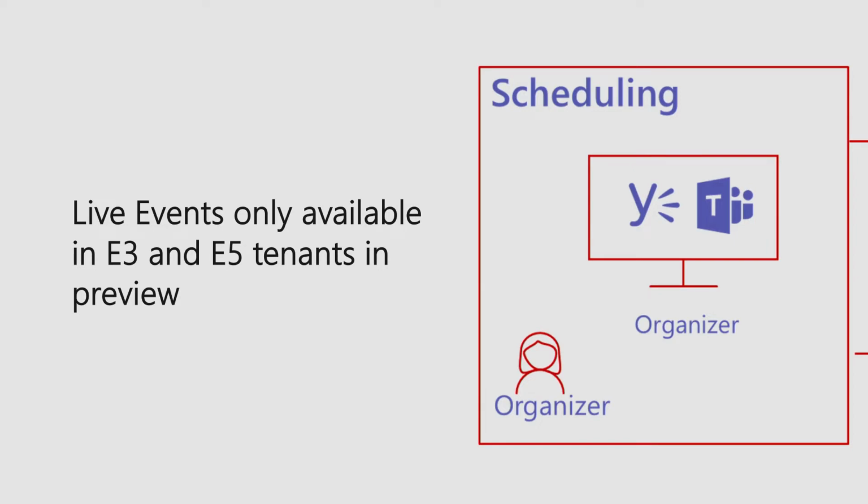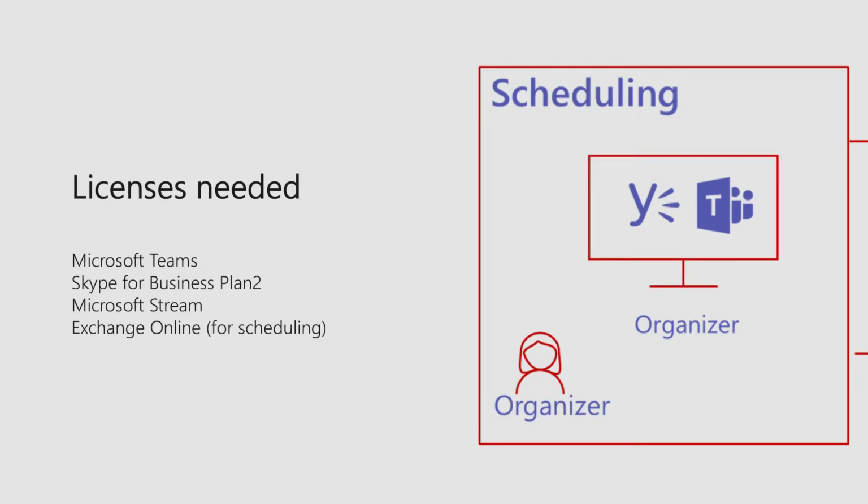Live events in preview is only available in E3 and E5 tenants. And the licensing you need in order to work with this as an organizer or presenter is: you need to have a Microsoft Teams license, you need to have a Skype for Business Plan 2 license, you need to have a Microsoft Stream license, either Plan 1 or Plan 2, and you also need an Exchange Online license, either via hybrid or online, in order to do the scheduling.